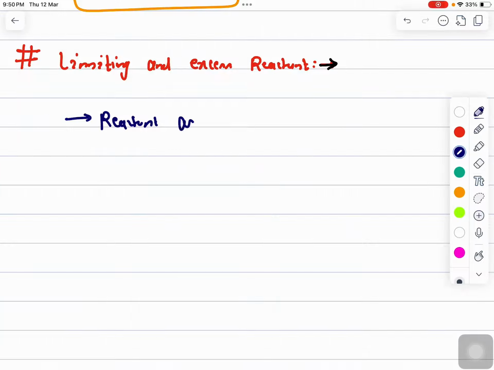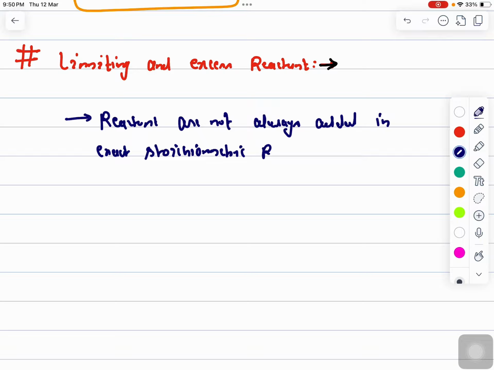Reactants are not always added in exact stoichiometric amounts. What do you mean by these things?